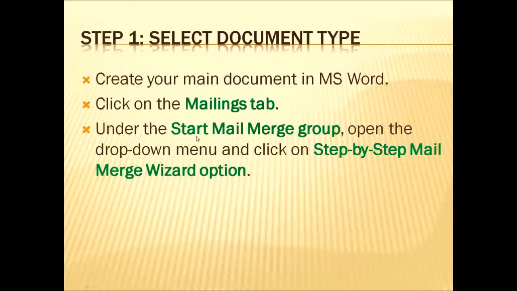Under the start mail merge group, open the drop down menu and click on step by step mail merge wizard option. There will be a heading called start mail merge group. Under that group you have to click on step by step mail merge wizard option. We will do that now.